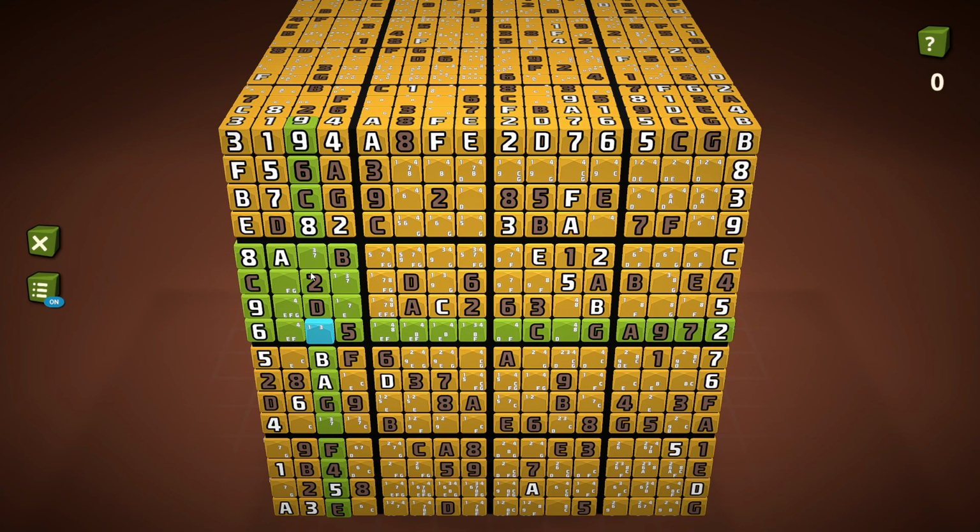Okay, so we have a 3 and a 7, a 3 and a 7, and a 1. So, between the three of these, basically, one has to be a 1, one has to be a 3, and one has to be a 7. Right? Assuming that they can't be anything else.